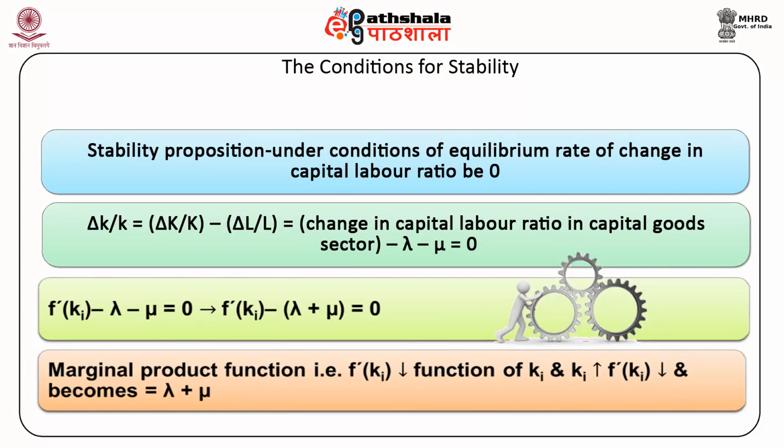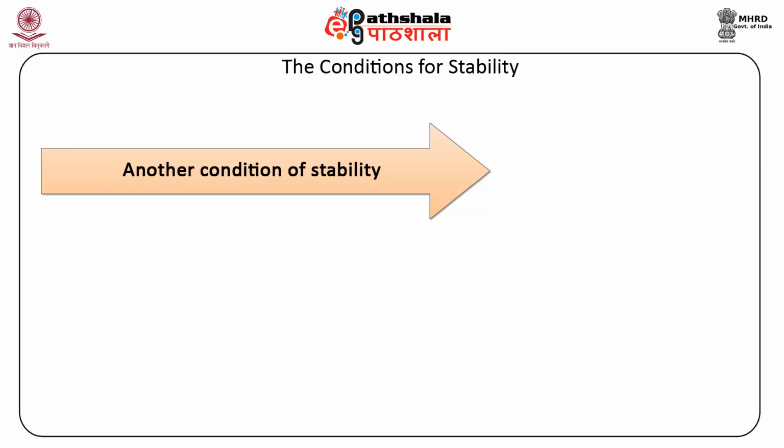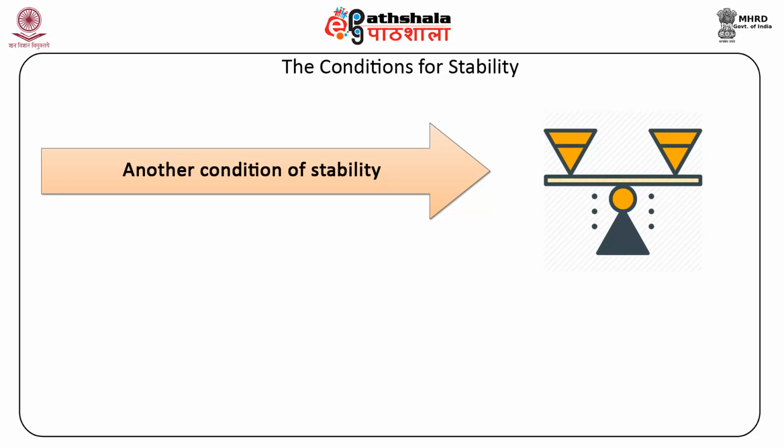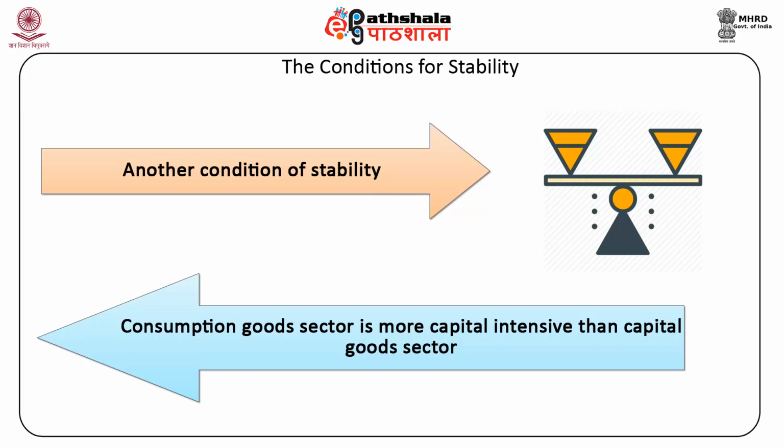Here, the marginal product function, that is f dash ki, is a decreasing function of ki, and as ki increases, f dash k falls, and ultimately it becomes equal to lambda plus mu. Finally, another important condition of stability, which is related with the above two conditions, is that the consumption goods sector is more capital intensive than the capital goods sector.